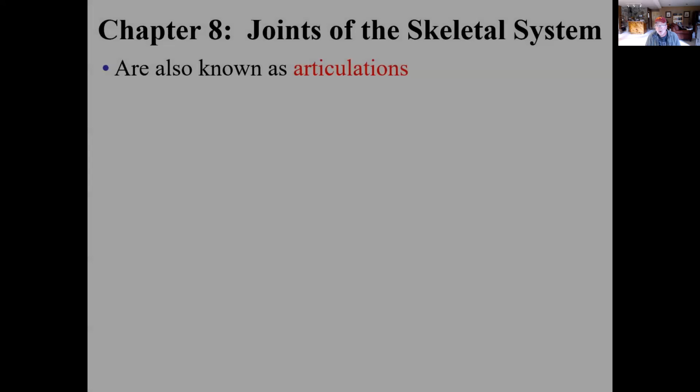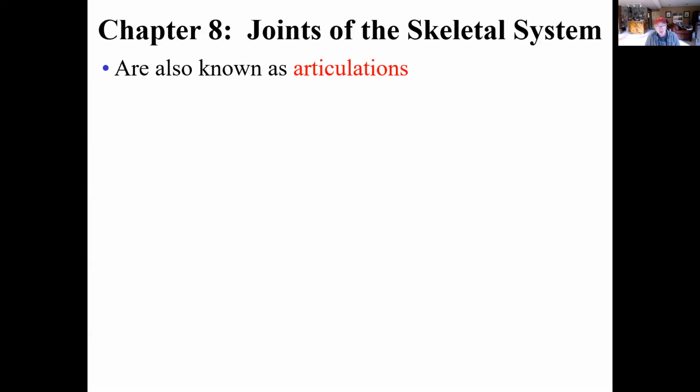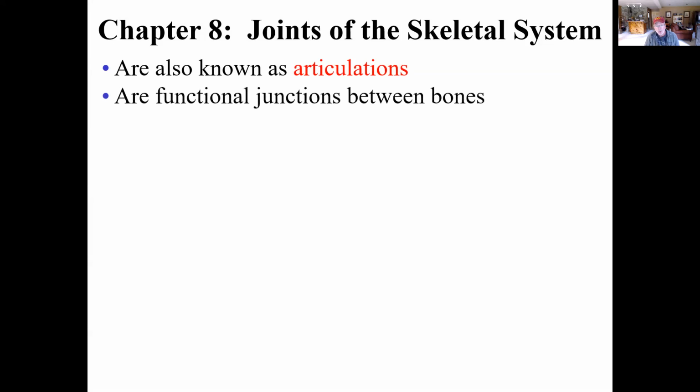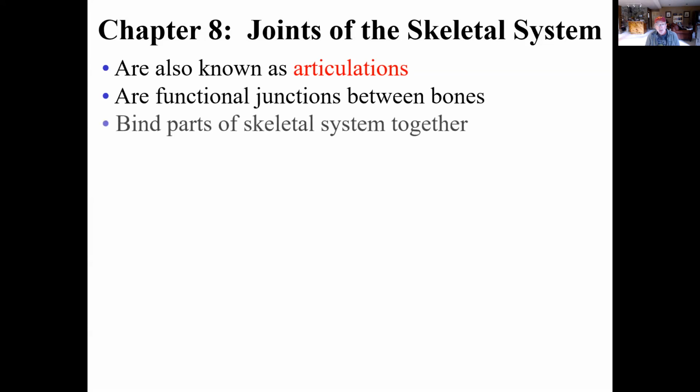So when we talk about joints, another term we could use to describe this is the word articulation. And so where two bones come together, of course, we have a joint or an articulation. So one function is the role they play, obviously connecting bone to bone at that particular joint site.